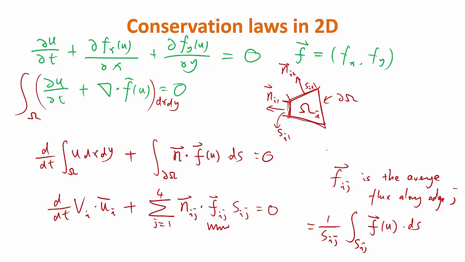So how do we approximate this? Any idea from the one-dimensional world? We are talking about how to solve conservation laws in 2D. Any ideas on how to approximate the average of the interface flux? The simplest idea.